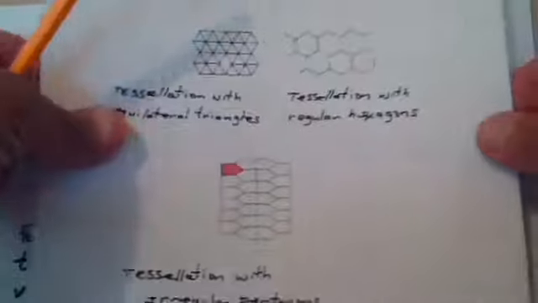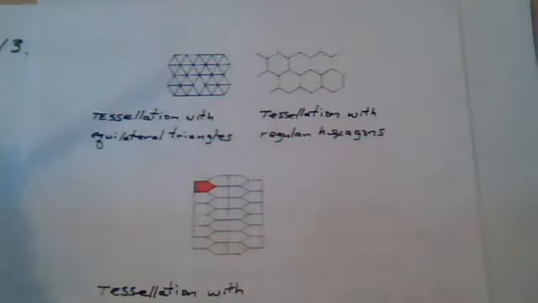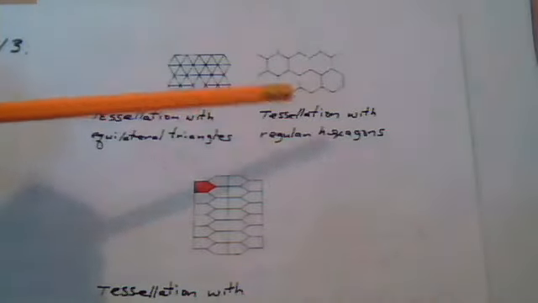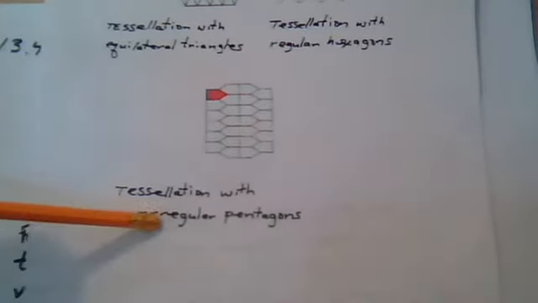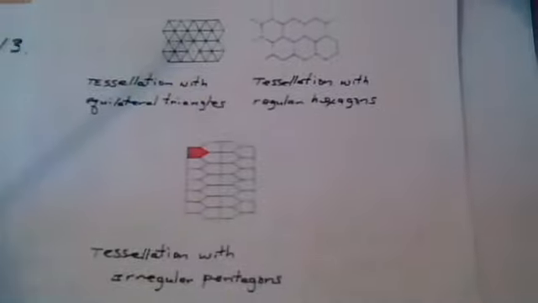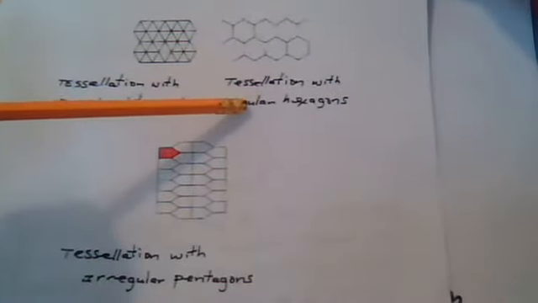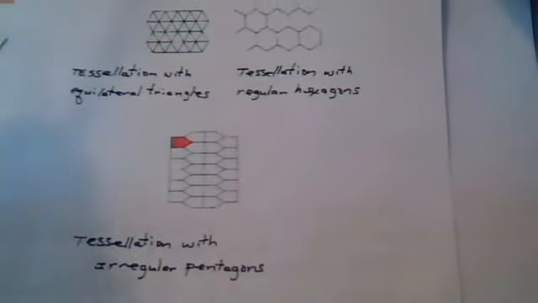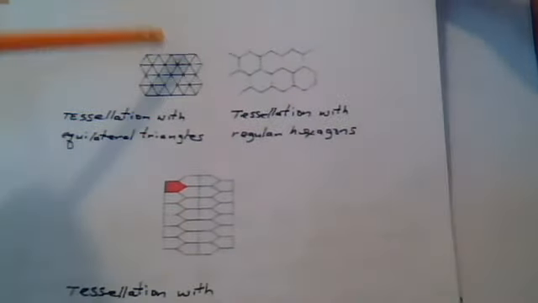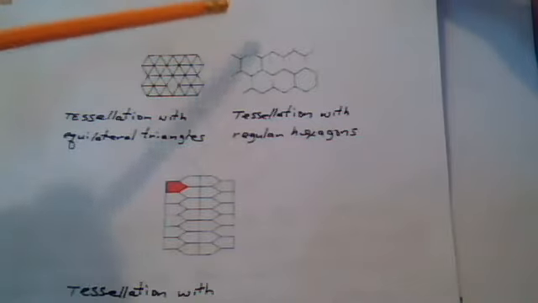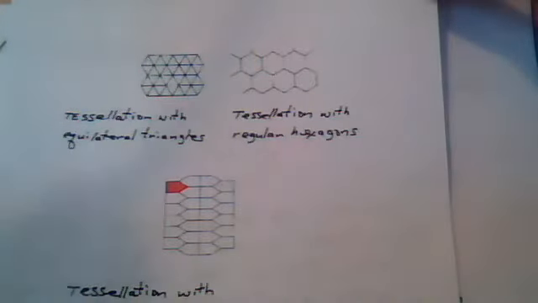Here are some tessellations. This one's a tessellation with equilateral triangles. This one's a tessellation with regular hexagons. And this is a tessellation with irregular pentagons. Notice that regular polygons and irregular polygons can tessellate a plane. Notice that in each case, there are no gaps or overlaps.